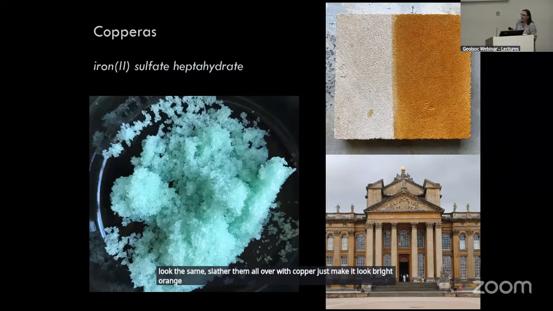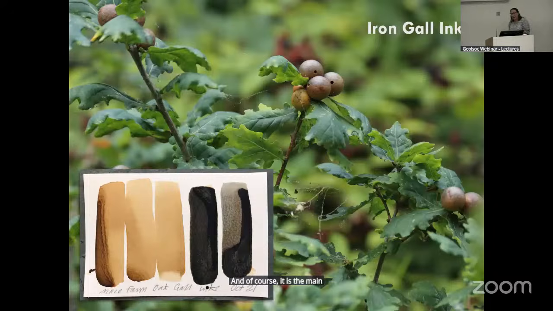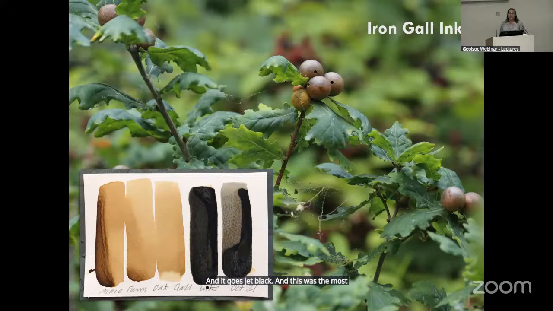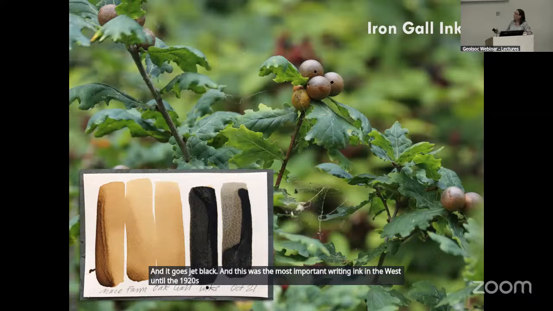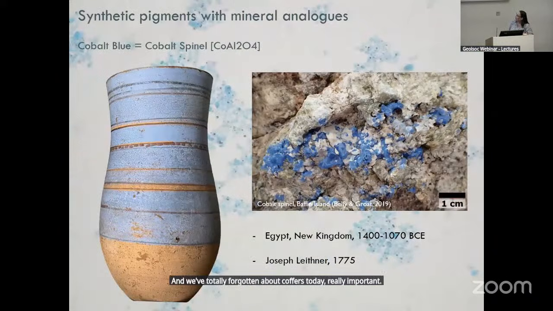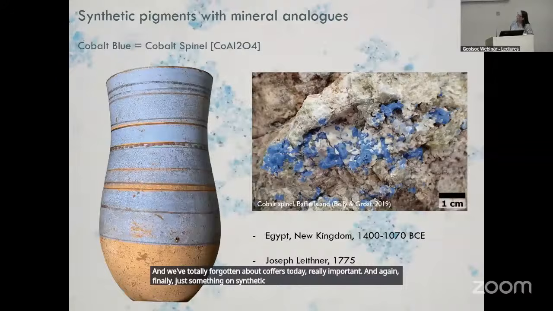And of course, it is the main component of making iron gall ink. So, if you soak oak galls in water, you'll get a brown dye, like you have here on the left-hand side. You add Copperas to it, and it goes jet black. And this was the most important writing ink in the West until the 1920s, when the biro was invented. And we've totally forgotten about Copperas today. Really important. And again, finally, just something on synthetic pigments as mineral analogues.